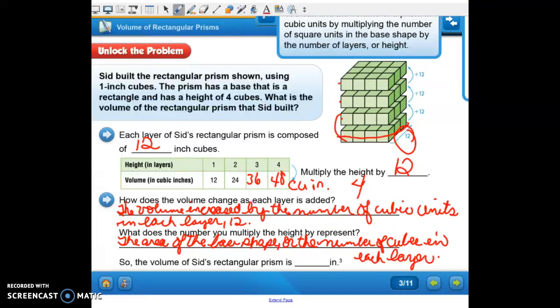So the volume of Sid's rectangle is 48 inches cubed. So you can write cubic inches, or you can say inch with a period, remember, with the little 3 to show that it's cubed.